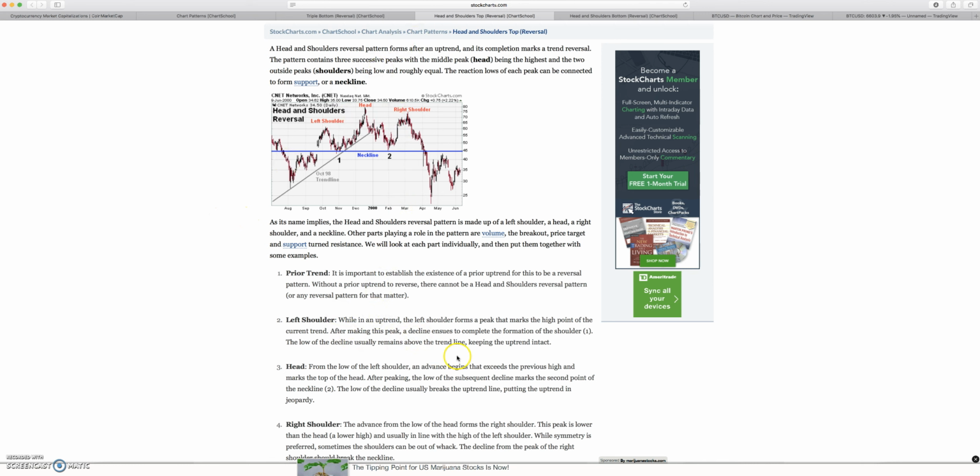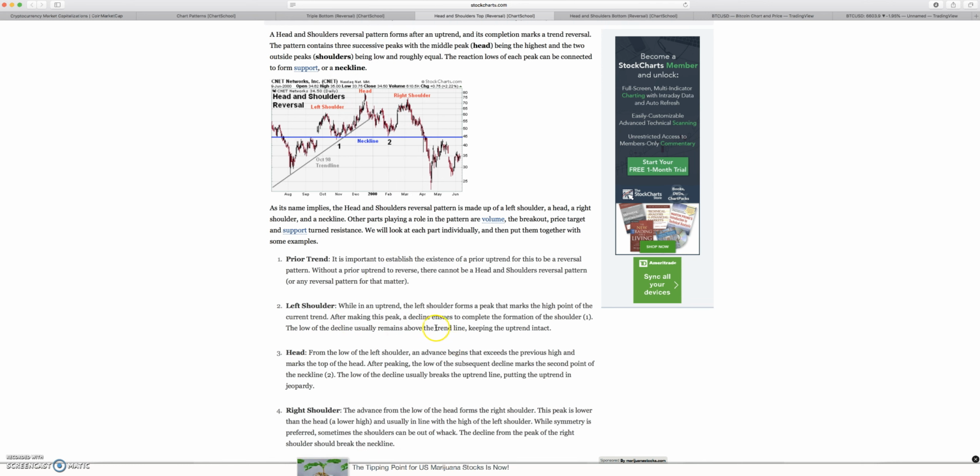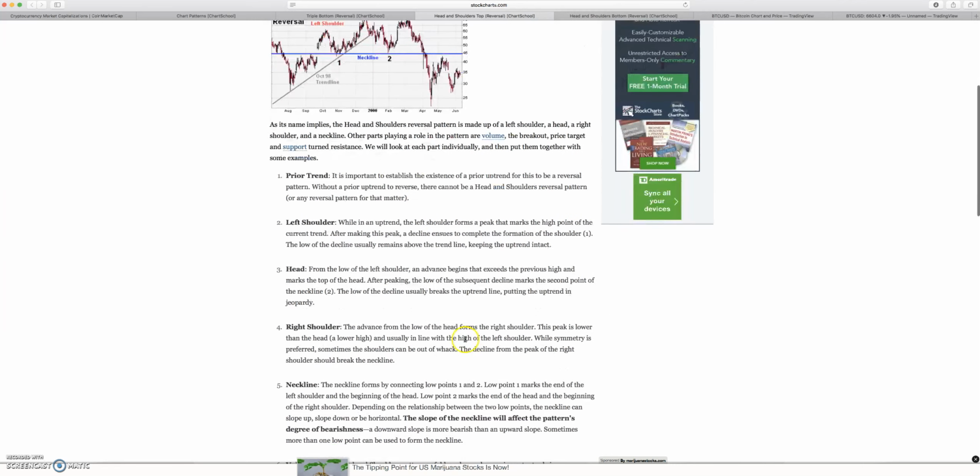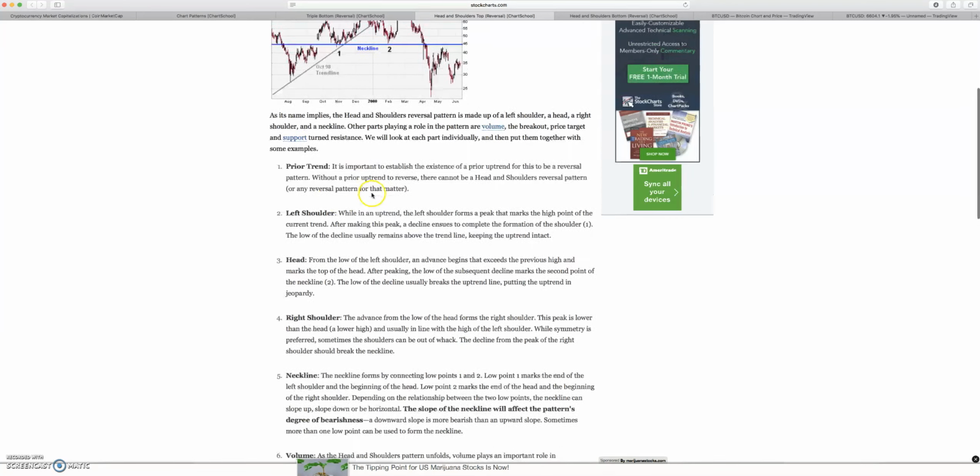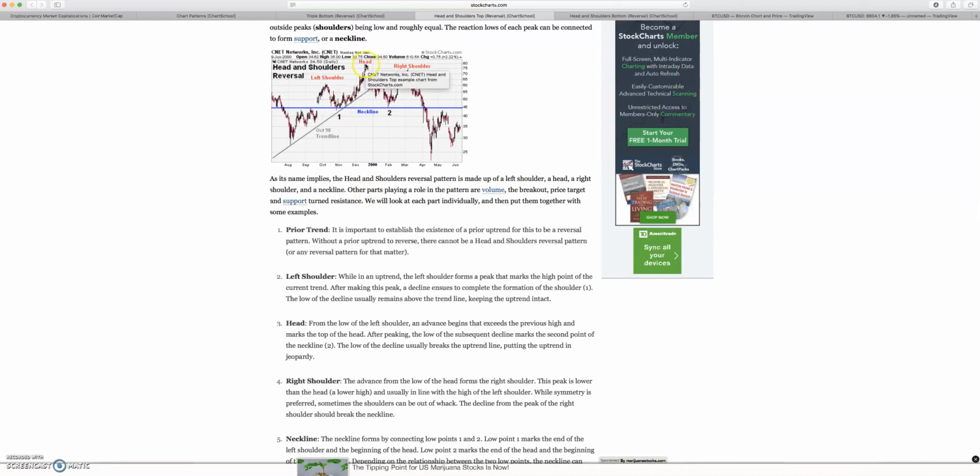And then the left shoulder: while on an uptrend, the left shoulder forms a peak and marks the high point of the current trend. After making this peak, a decline ensues to complete the formation of shoulder number one, which is the left side. Then you have your head, which is the same idea. The trend continues up to the top and goes back down to the neckline, and it reverses at this neckline, which is a support line in this kind of pattern. And then it forms the right shoulder, and it ultimately breaks through this support line pretty much into oblivion.